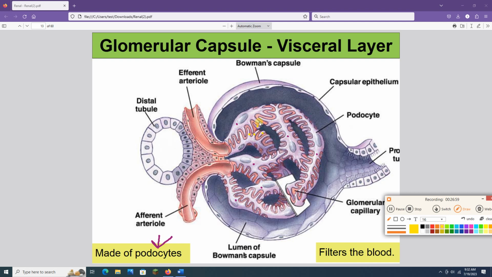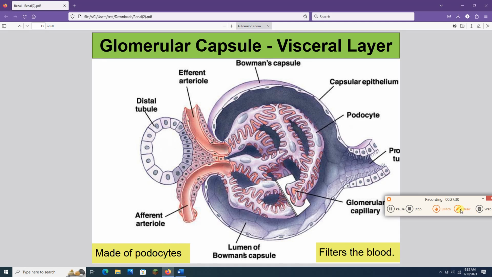They have all these feet on them. Notice how the feet kind of interlock with one another, leaving only a small space through which small stuff can go. And so my podocytes, in other words my visceral layer of my glomerular capsule, is very much involved in the filtration of blood. So that's my visceral glomerular capsule. Helps me filter my blood.